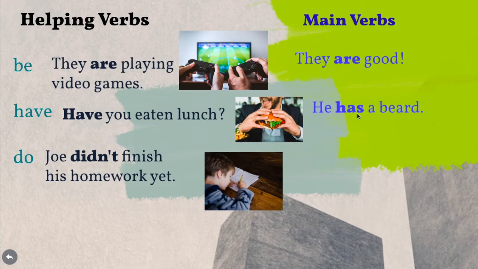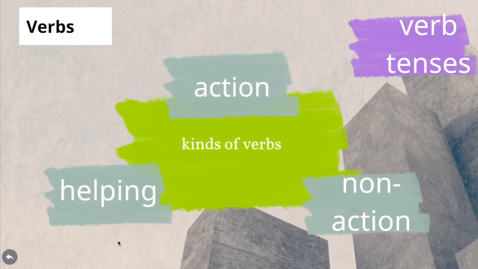Or he has a beard. See his beard here? So he has a beard. Here, there's no other verb. That means has is the main verb here, not a helping verb. And here, Joe always does his homework. There's no other verb here, so here, does, which comes from do, is the main verb. So these are helping verbs. And those are the three main kinds of verbs I wanted to tell you about today.